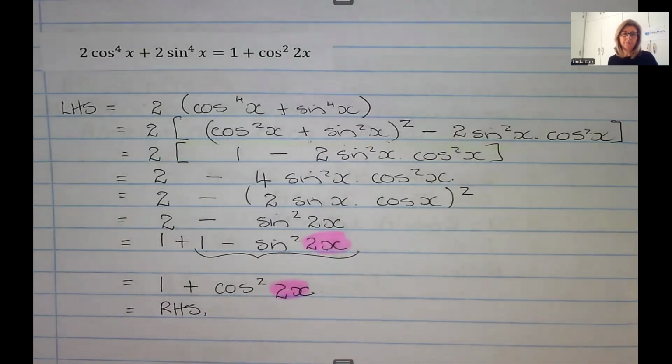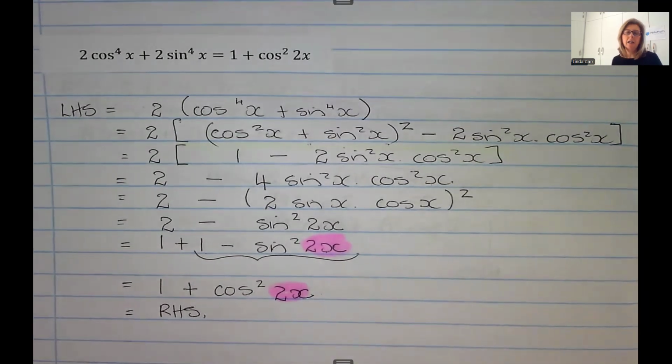Right, I hope that that gives you a little bit more insight into some of those really high-level trig identities questions. And what I hope is that you tried them yourself and then had a look at the solutions and that everything now makes perfect sense to you.